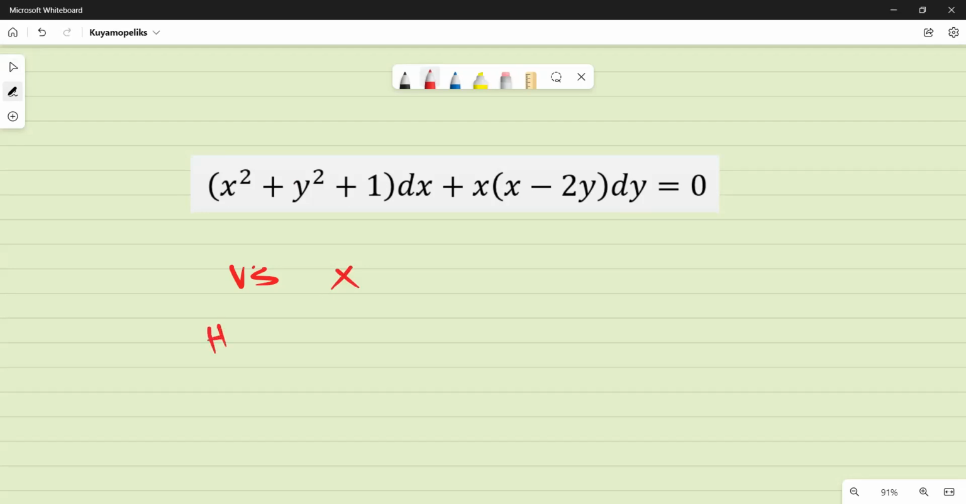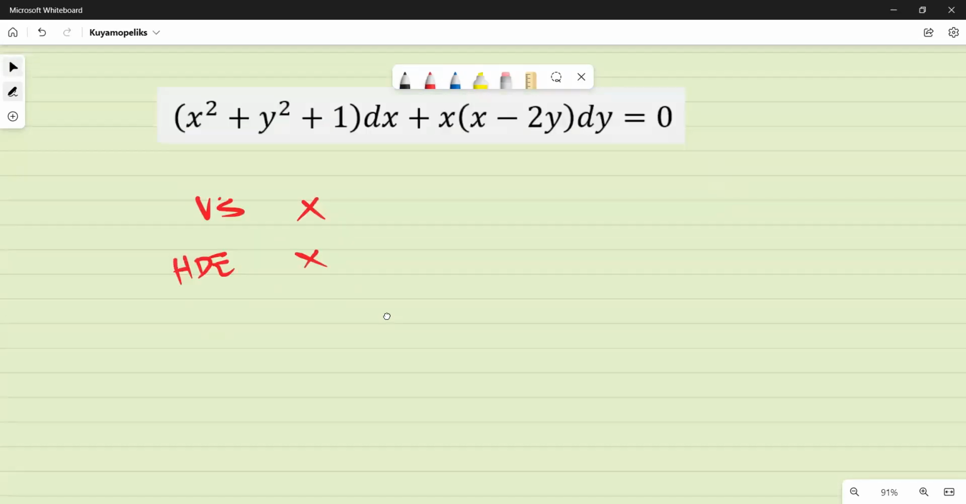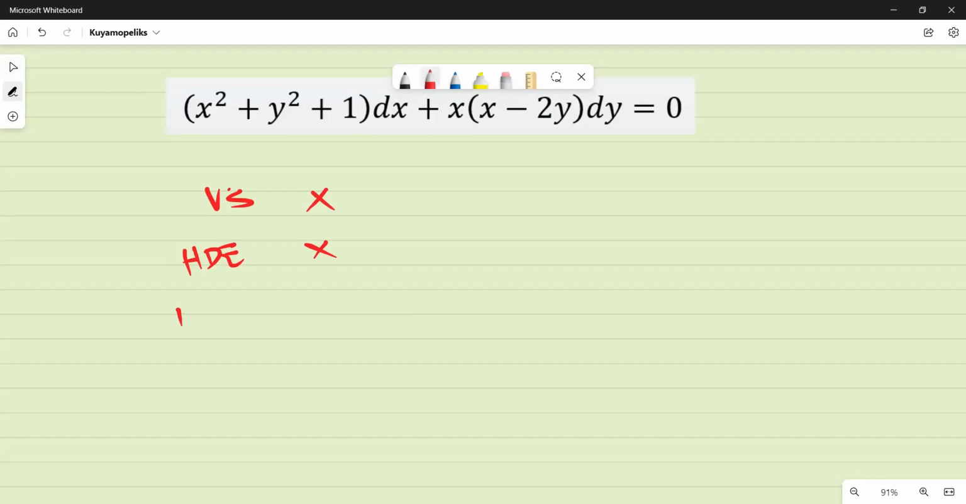Next is homogeneous DE. How do we know if it is a homogeneous DE? We will test for homogeneity. And how do we test for homogeneity? We check the degree of every term associated with dx and dy of the functions. So this is second degree, but this is a constant, so definitely it is 0 degree. And right here, it already fails our test for homogeneity. So this is not a homogeneous DE.